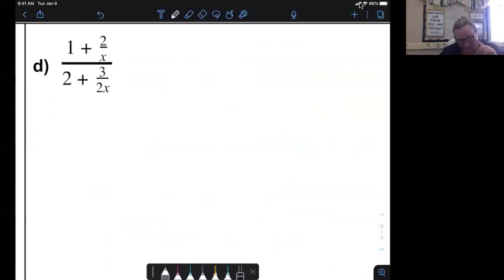So for part D, you're going to have (1 plus 2 over x), all divided by (2 plus 3 over 2x). Follow the same steps that we did before. See how far you can get with this problem on your own. So press pause and then press play when you're ready to check your work.